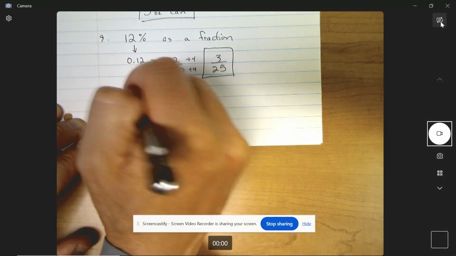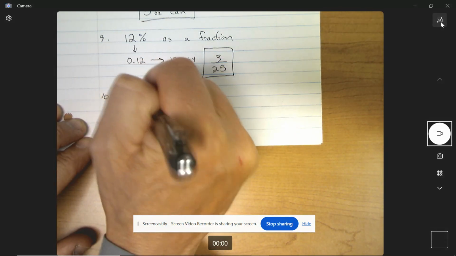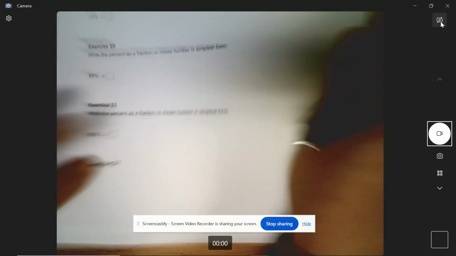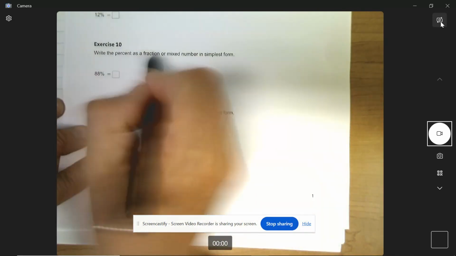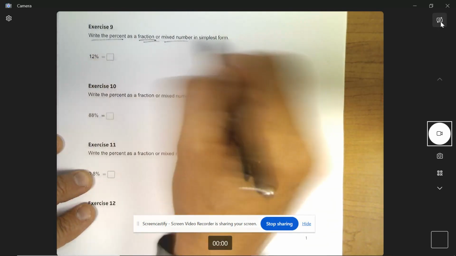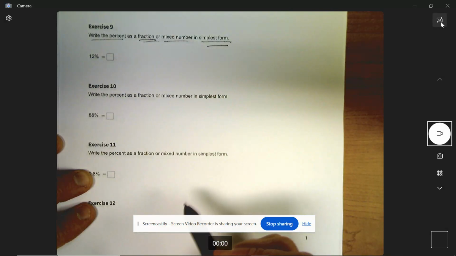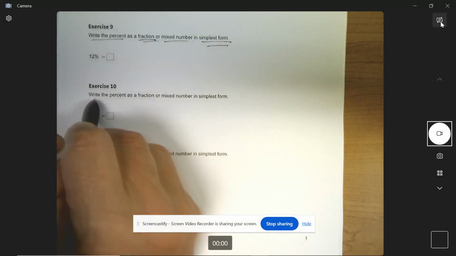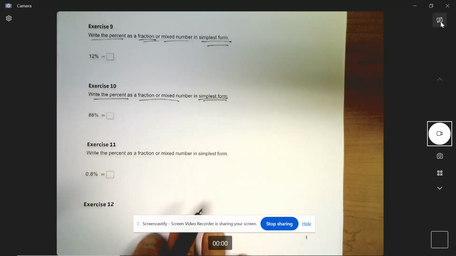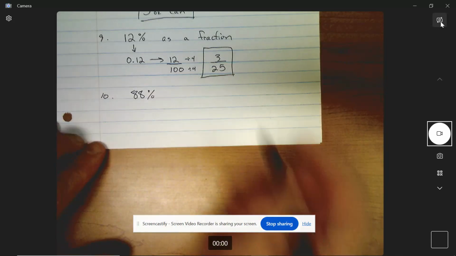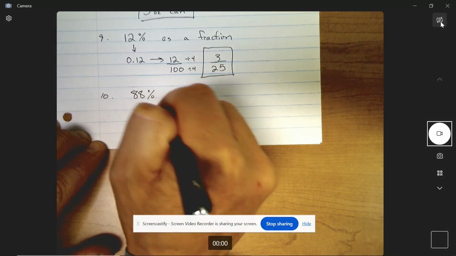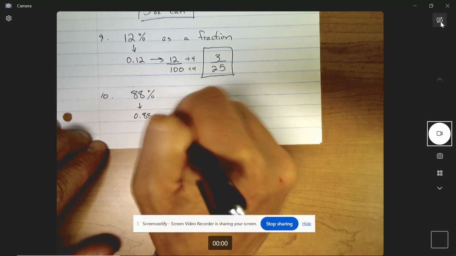Number 10, 88%, do the same thing. 88% as a fraction. What I didn't show you the last one is that it says write as a fraction or a mixed number in simplest form. That's why we're going to do the same thing. I think we're going to have to simplify this one too. Okay, we're going to go 0.88, which is 88/100ths.